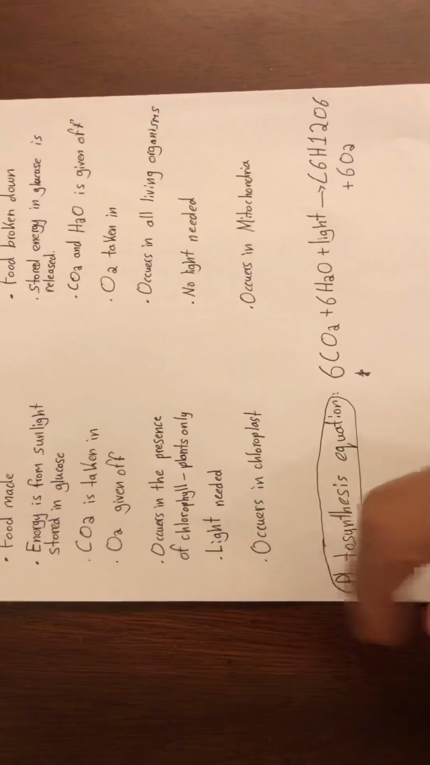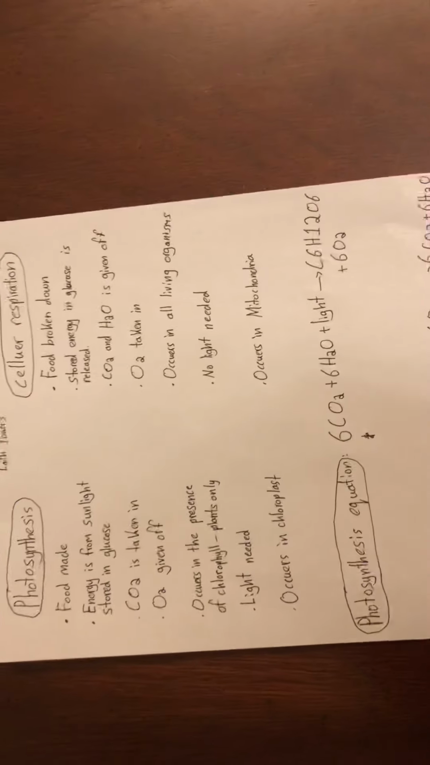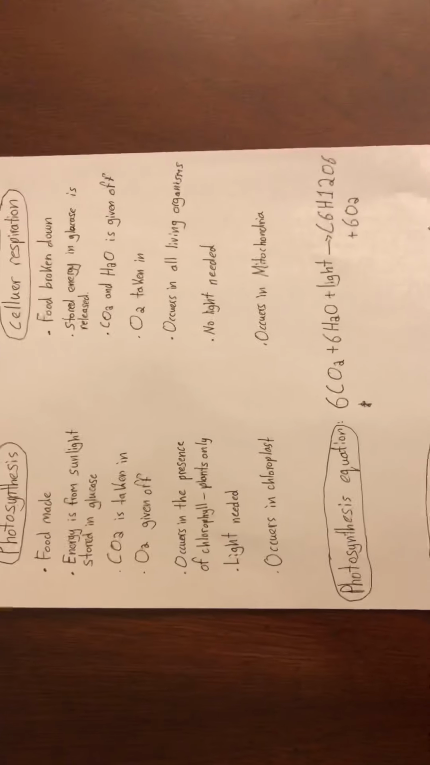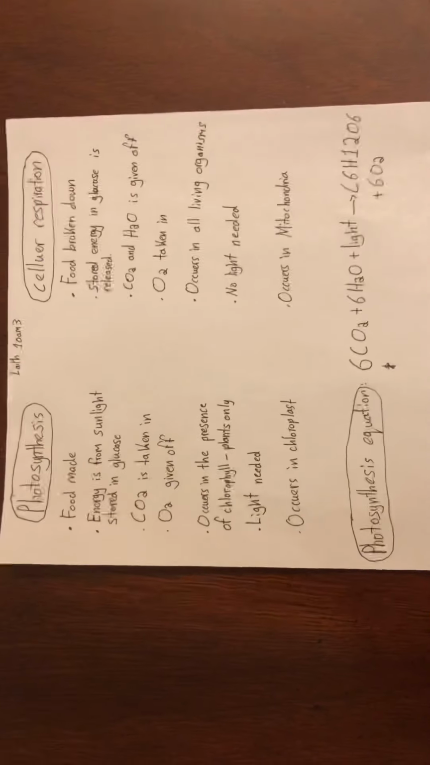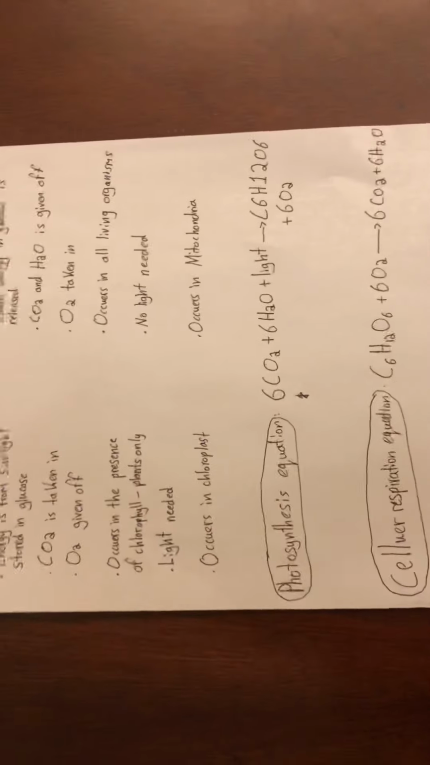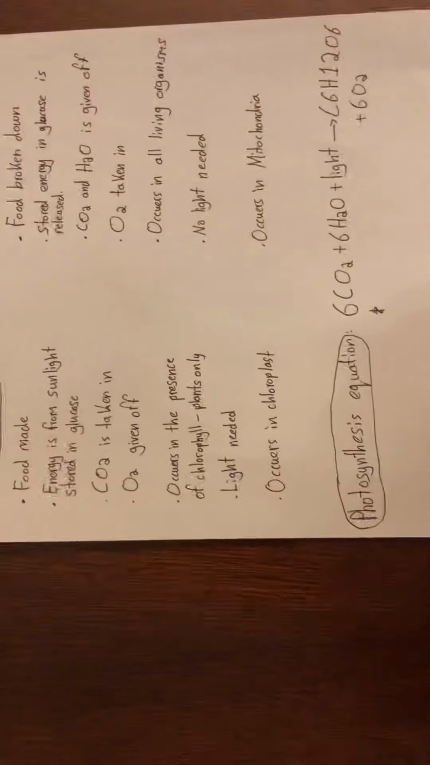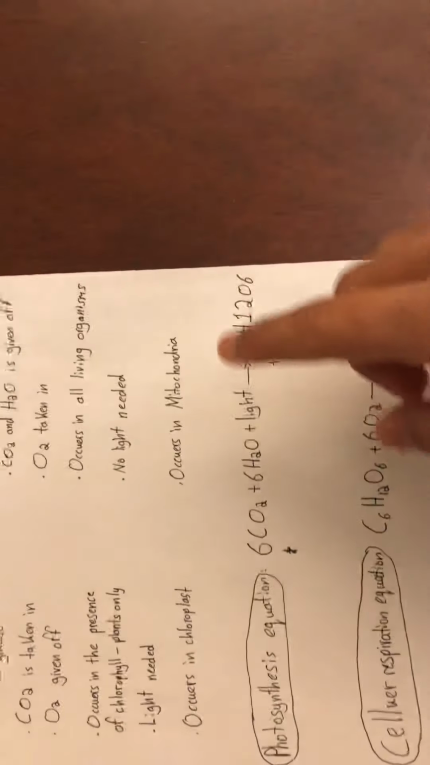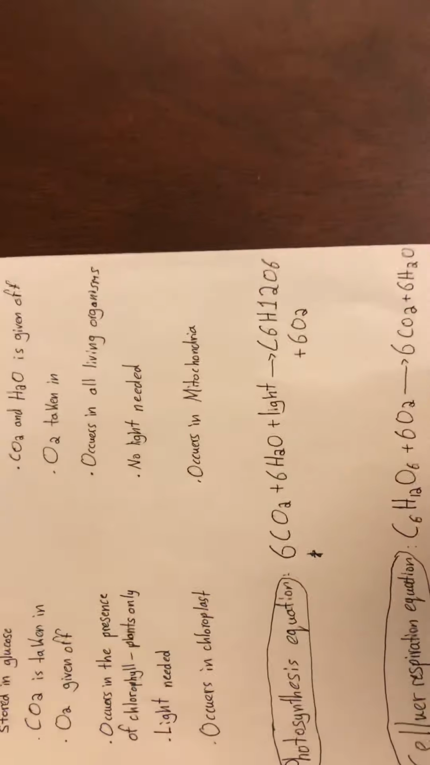Here light is needed. In some parts of photosynthesis, there are light-independent reactions, which don't need light, but usually most of the other reactions need light. Here, no light is needed in cellular respiration. Here, it occurs in the chloroplast, the energy being sunlight, and here it occurs in the mitochondria.